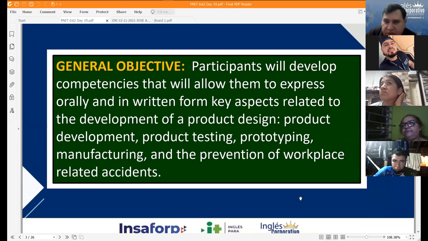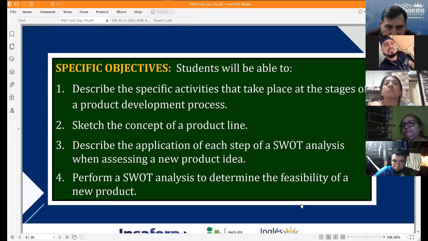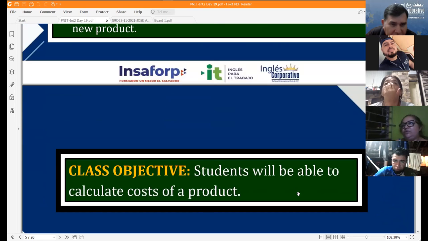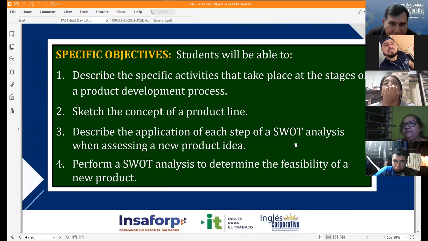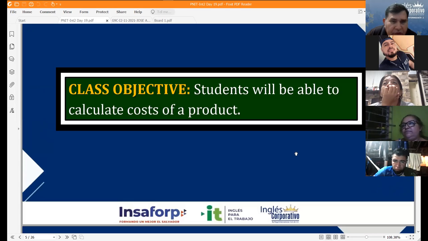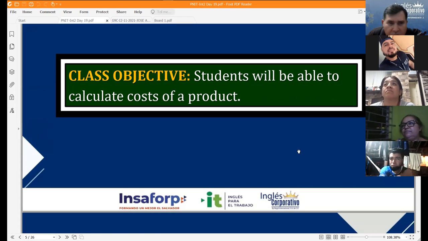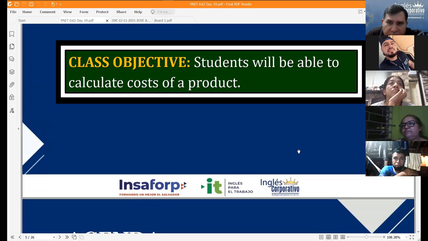This is the general objective. These are the specific objectives. And these are tonight's objectives. Students will be able to calculate costs of a product.